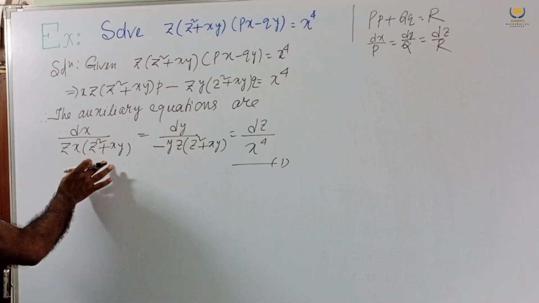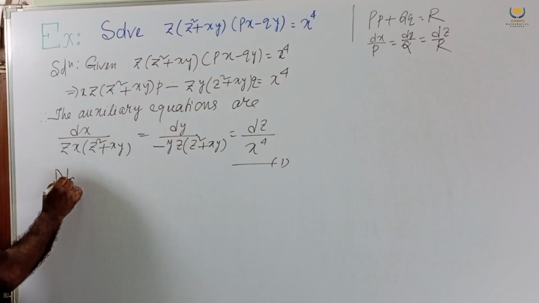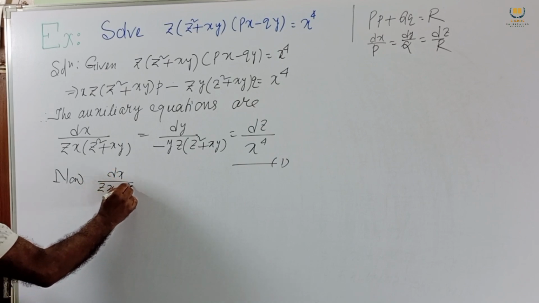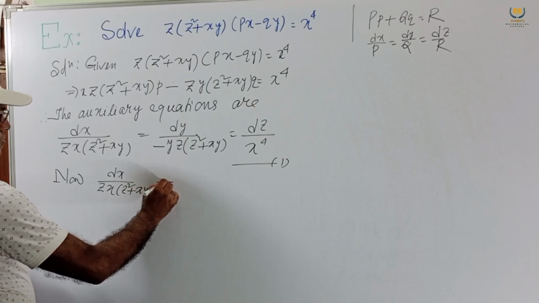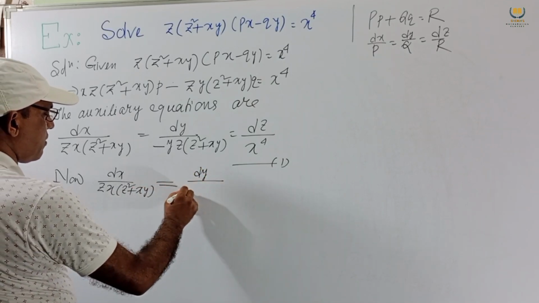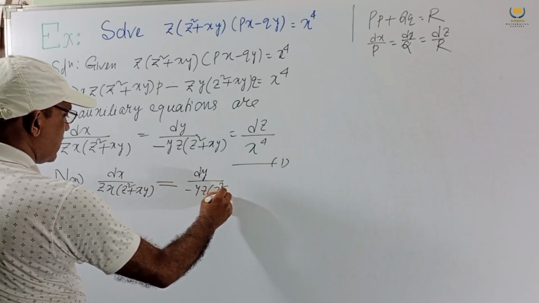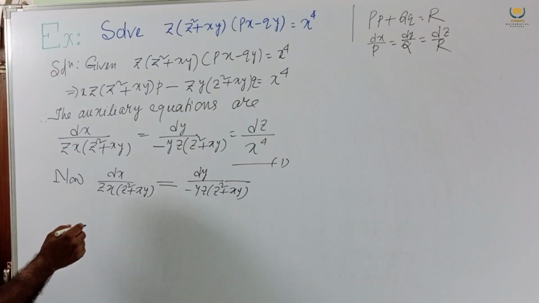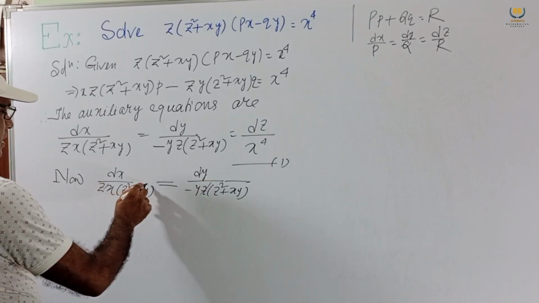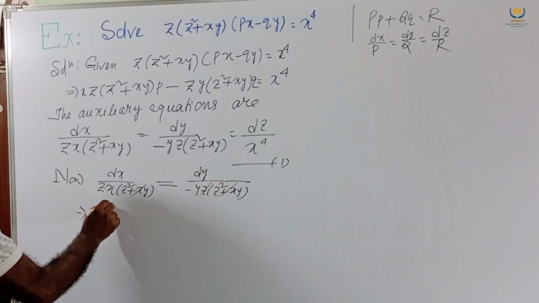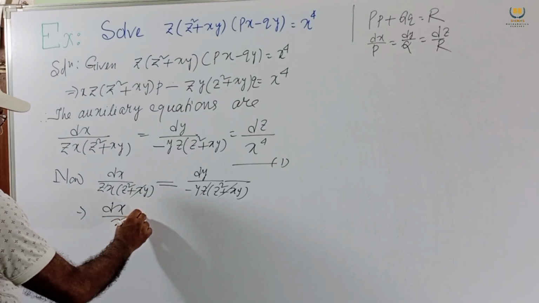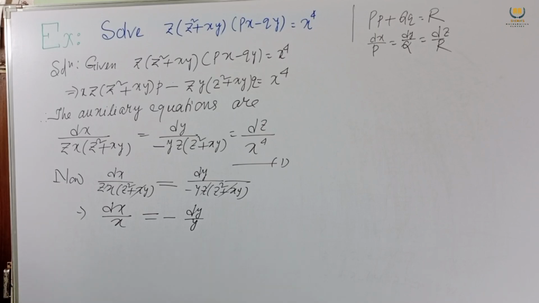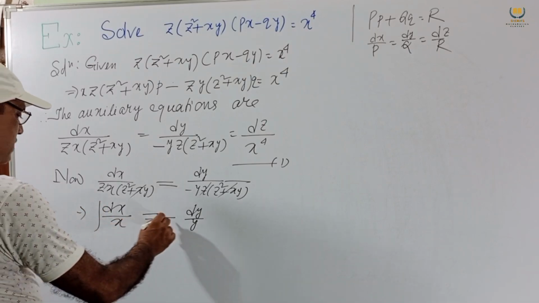Now first we consider the first pair. dx by zx into z square plus xy, dy by minus yz into z square plus xy. And here this z cancels, this cancels. We get dx by x minus dy by y. We get this one, and we integrate both sides.